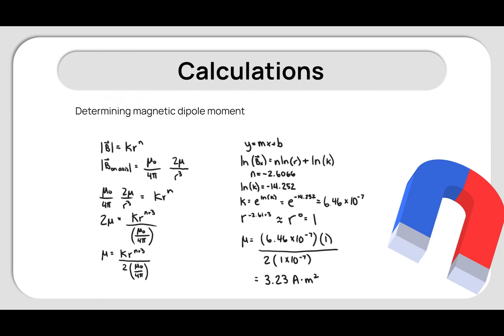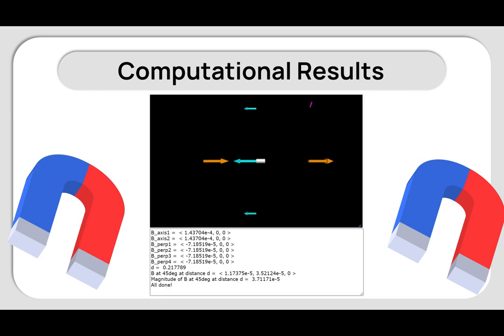Here is a big calculation done to determine the magnetic dipole moment. As you can see, here are the two magnetic field equations set equal to each other in order to determine the magnetic dipole moment, or mu. Using the y equals mx plus b formula, we were able to determine that n equals negative 2.6066, and that k equals 6.46 times 10 to the negative 7. So overall, mu equaled 3.23 ampere times meter squared, as stated earlier.